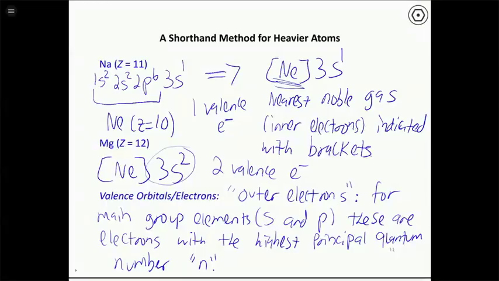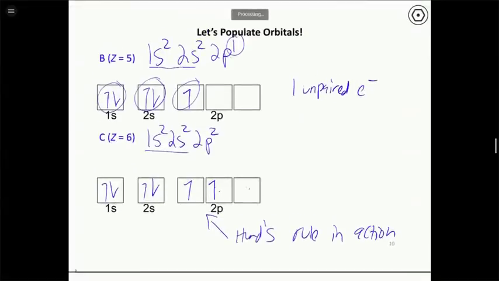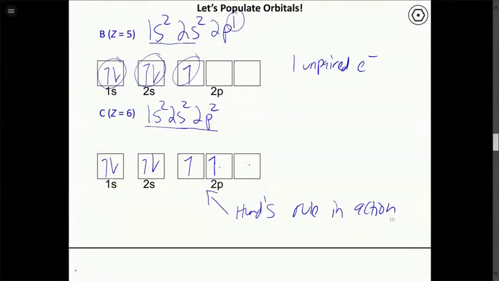Now, if you have a P block element that has S and P electrons in the outer shell, all of those would be considered valence electrons. So as an example, we did carbon up here, 2s2, 2p2. There's 4 total electrons that have the highest principal quantum number of 2, so this would have 4 valence electrons.